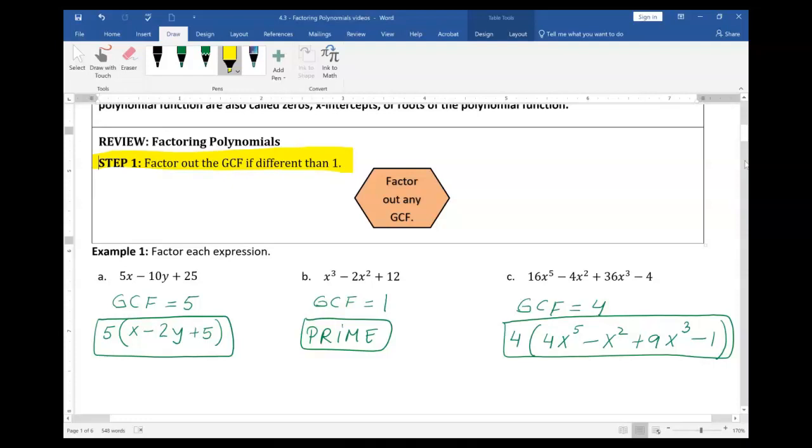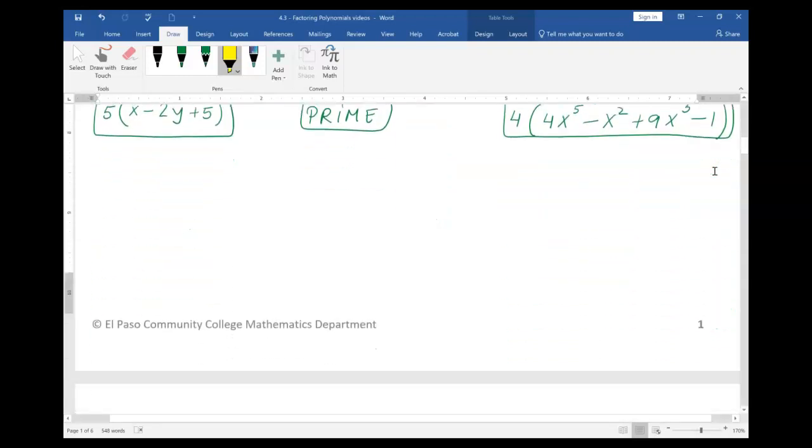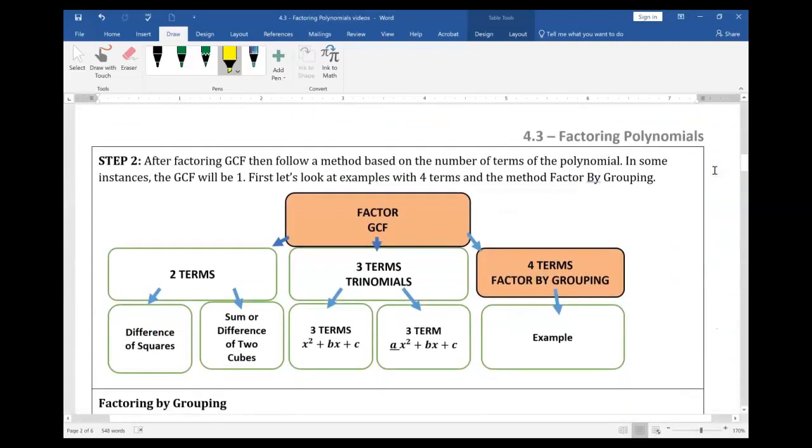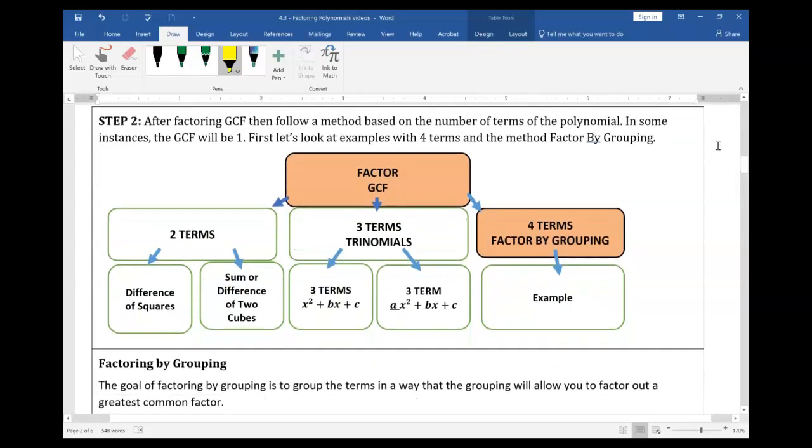Section 4.3, factoring polynomials. We continue. We said that when we factor polynomials, the first step is to factor out the GCF if it is different than 1. Step number 2 in the factoring polynomials process says that after factoring the GCF, we follow a method based on the number of terms of the polynomial. In some instances, the GCF will be 1.